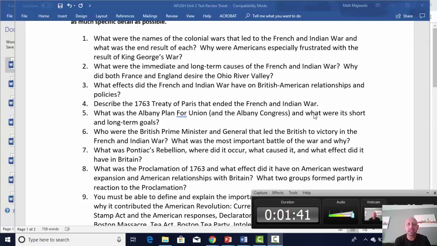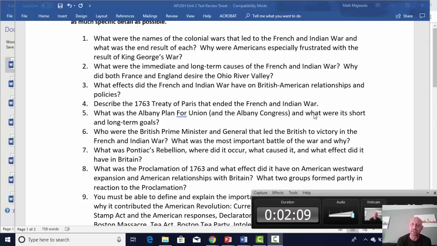Number two, what were the immediate and long-term causes of the French and Indian War? Well, long-term cause was expansion, right? It was English expansion into French territory. That's because England's colonies are growing really populated really quickly. France was massive in terms of its empire, but it had very few people. And so as more English folks come to the American colonies, they begin to spread into territory that previously had belonged to France. That's going to be the long-term cause of the conflict.